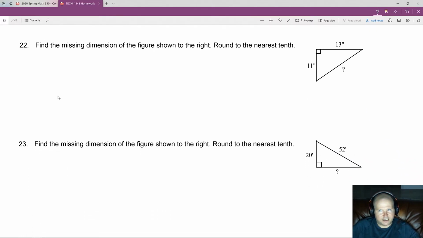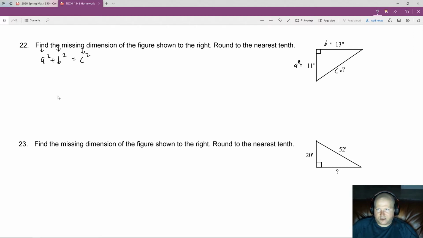Okay, so we're going to find the missing dimensions of the figure shown to the right and round to the nearest tenth. Now there's something called the Pythagorean Theorem. The Pythagorean Theorem states that a squared, this leg, plus b squared, this leg, will be equal to c squared, this unknown right there. So again, the formula is a squared plus b squared is equal to c squared. The square of one leg plus the square of the other leg is equal to the hypotenuse squared.